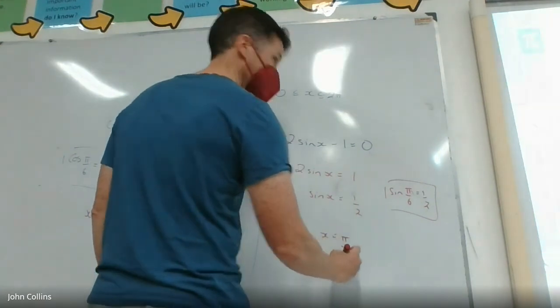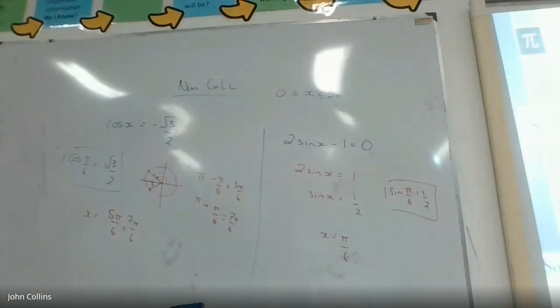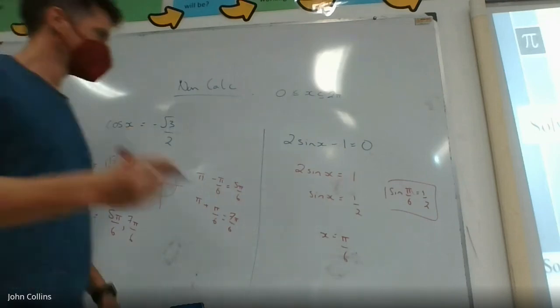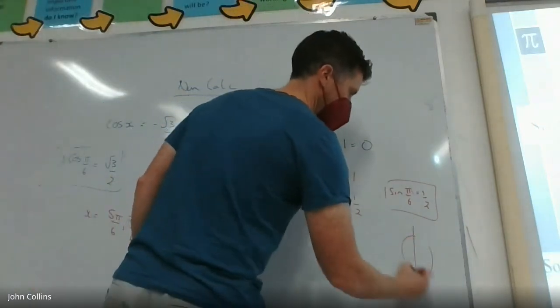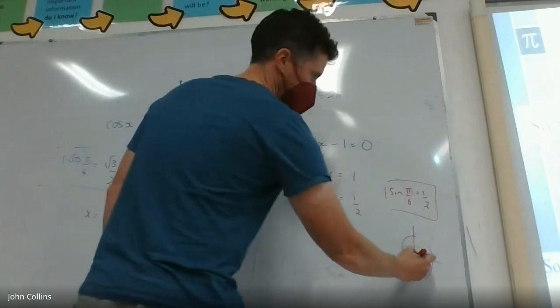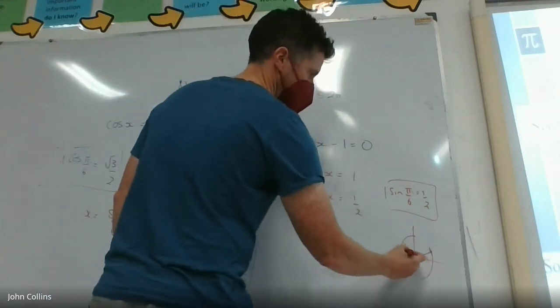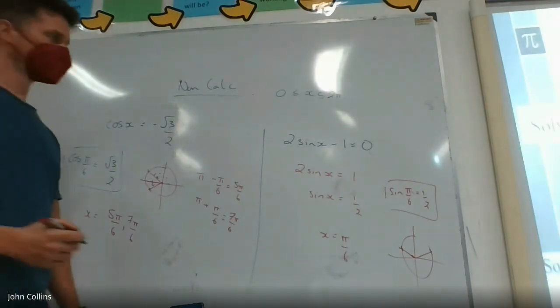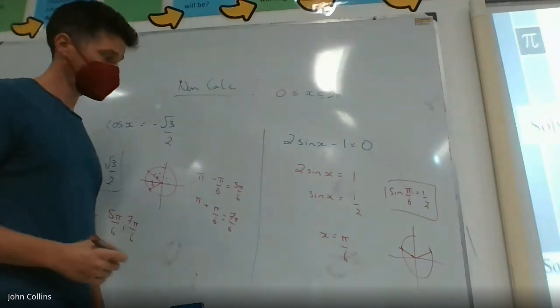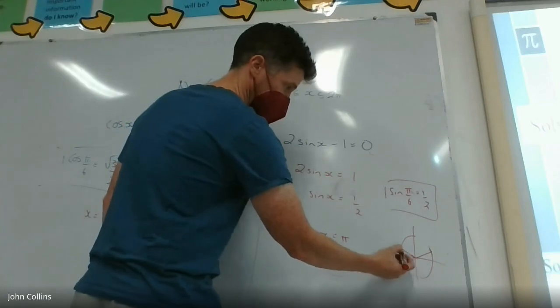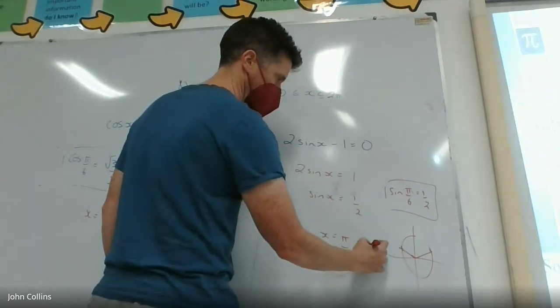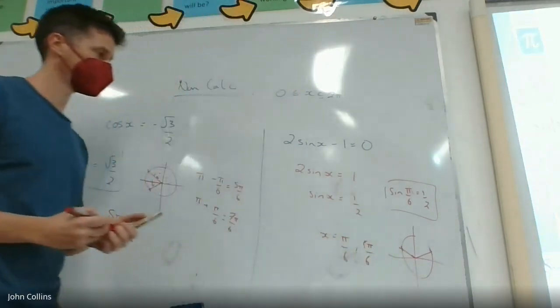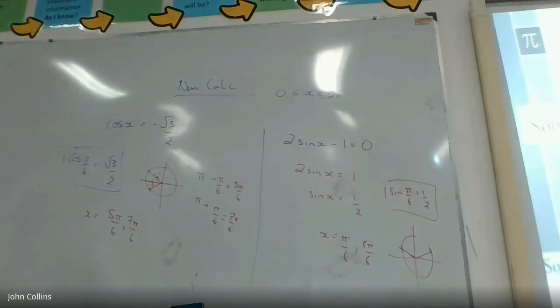Is that my only answer? No. Where's the other one going to sit? If I look at my pi over 6 is here, and its buddy is going to be over here. Positive half is also going to be there, isn't it? That's going to be, well, it's pi over 6 less than pi, so that's 5 pi over 6.